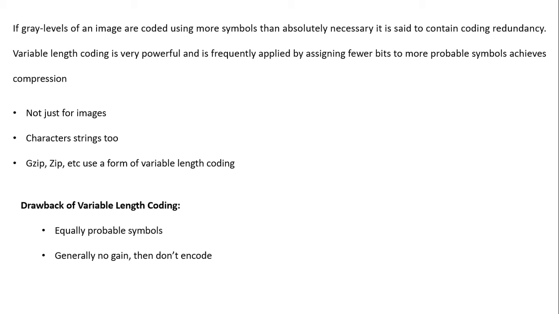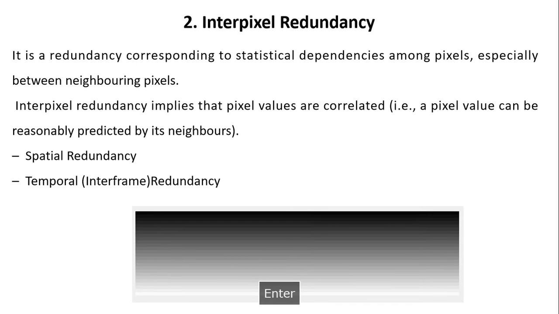A drawback of variable length encoding: if equally probable symbols are there, then we can't get much after compressing, and generally there is no gain, so don't encode. So first we generally look at the entropy of the image, and based on that we get an idea whether coding redundancy is present in the image, and only if present do we apply it. Otherwise we don't have any gain if we apply variable length encoding.